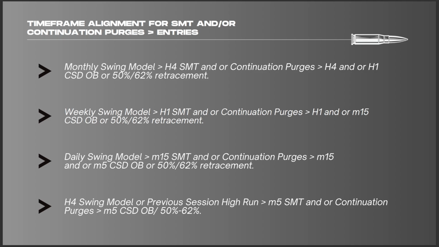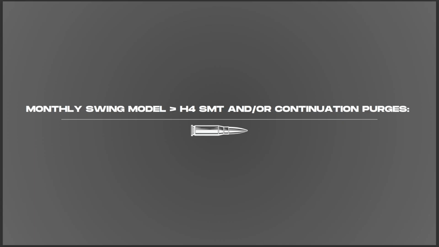Thirdly, we've got a daily swing model. So then we're going to be looking for 15-minute SMT and or continuation purges, and then 15-minute and or 5-minute change in the state of delivery order block, or the 50 to 62% retracement. And lastly, we've got the 4-hour swing model or previous session high run into a 5-minute SMT and or continuation purges, and then we're going to be looking for a 5-minute change in the state of delivery order block, or the 50 to 62% retracement level. So firstly, let's start with the monthly swing model into the 4-hour SMT continuation purges.